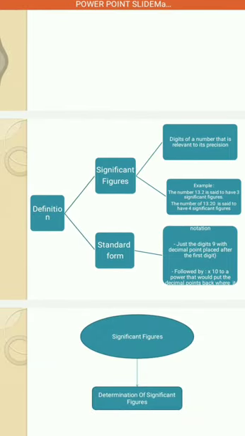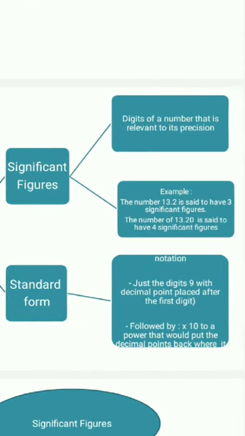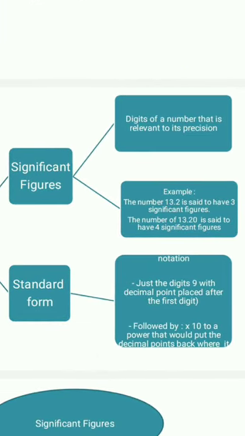The definition of significant figures is the digits of a number that are relevant to its precision. What does it mean? Okay, we see the example. The number 13.2 is said to have three significant figures. Example 2, the number 13.20 is said to have four significant figures. Do you get it?